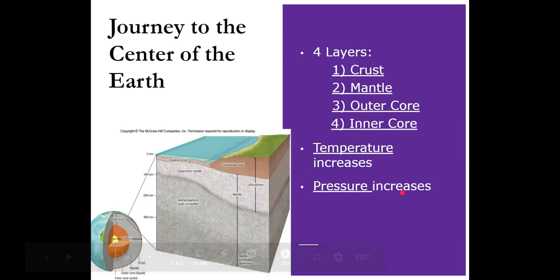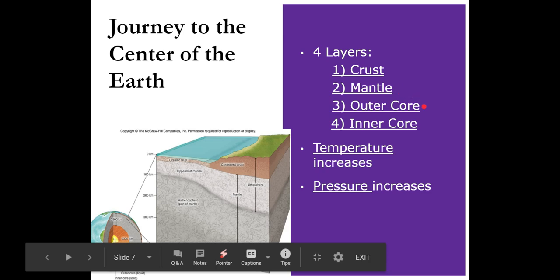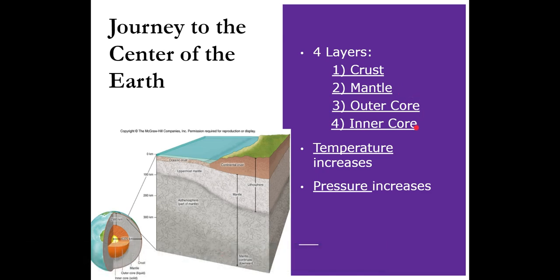So if we're traveling through the Earth, we have the crust, the mantle, the outer core, and the inner core. Those are our four main layers we're going to be talking about, and those are the layers based off of the chemical composition. As you're getting deeper and deeper, the temperature increases and also the pressure increases. Just like when you're diving into a pool, you can feel your ears popping because the pressure of all that water is pushing on your eardrums.